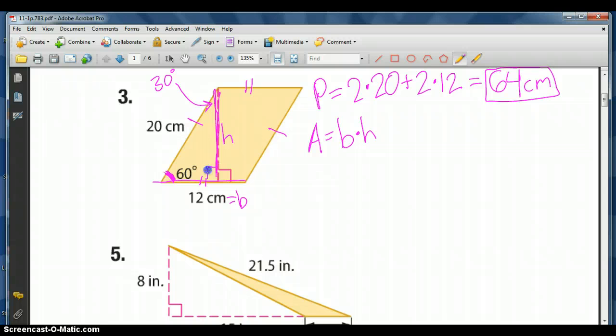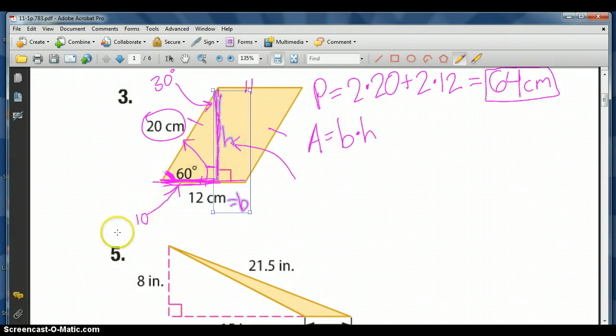The side opposite from the right angle is our hypotenuse. So to find the short leg, remember special right triangles, we would take half of the hypotenuse. So our short leg is 10, and then our long leg is the short leg times the square root of 3. So 10 times the square root of 3, so that would be our height.